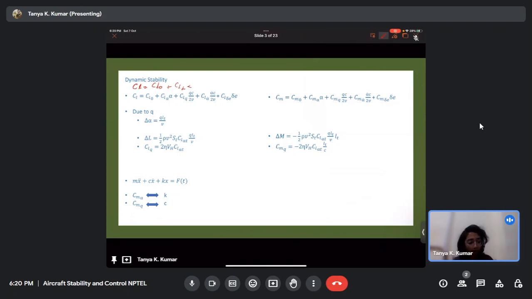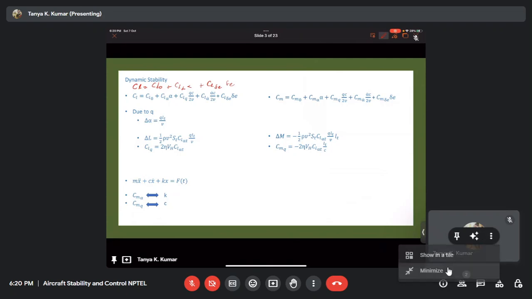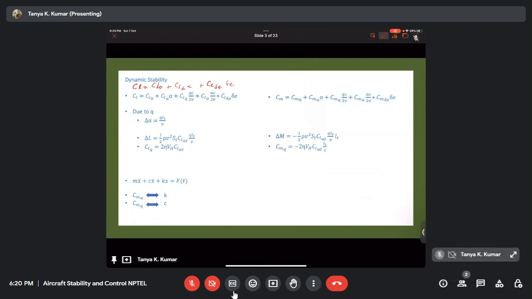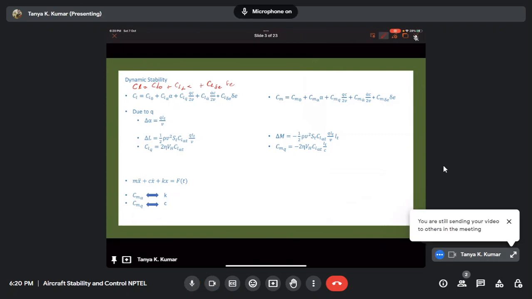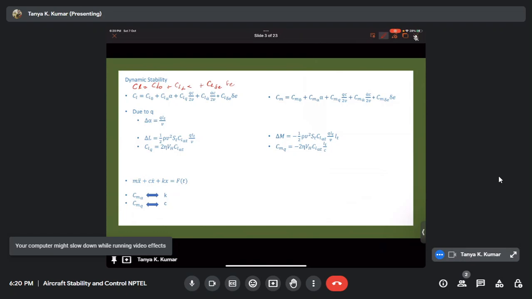Then when we came into controls, we had CL delta E into delta E. Then we saw the pitching moment coefficient, and when the control came into the picture, the Cm delta E into delta E term came into play.